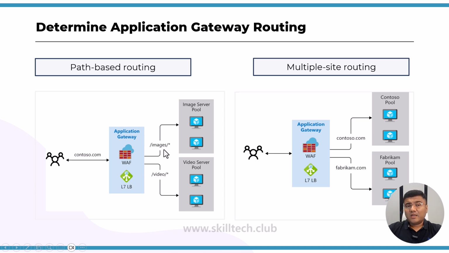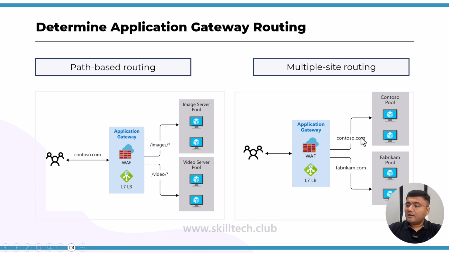This path-based routing is very similar to content-based routing configurations, but you provide the path in the route, and based on that, it's going to navigate to a specific group of virtual machines available in the separate pools. On the other hand, if you do multiple site routing, you're not going to use the application gateway only for one application. It is actually going to be focusing on multiple websites.